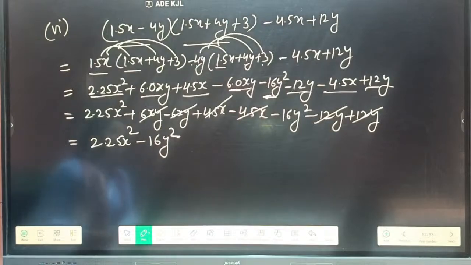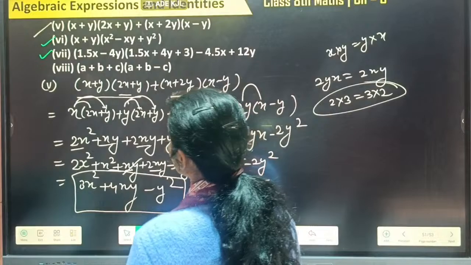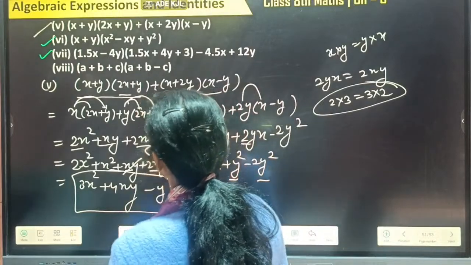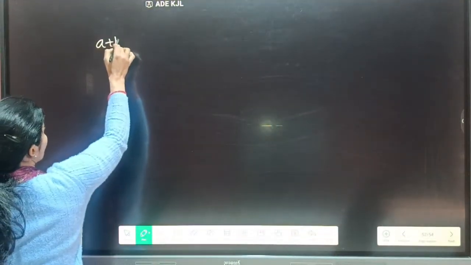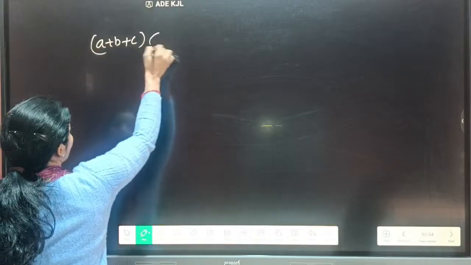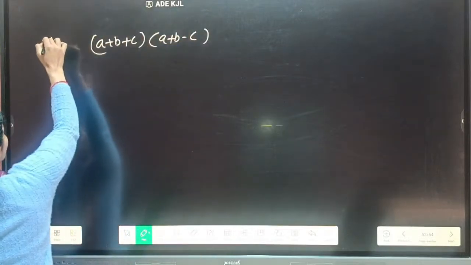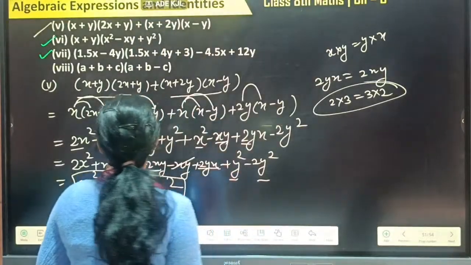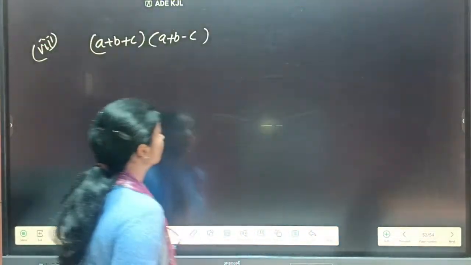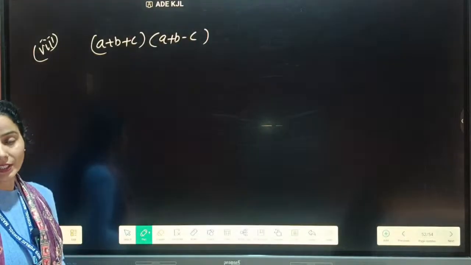This is the sixth part. Let us try. And next part, what is the next part? Eighth part, a plus b plus c, a plus b minus c. This is the eighth part. Now this time we have to multiply two trinomials.